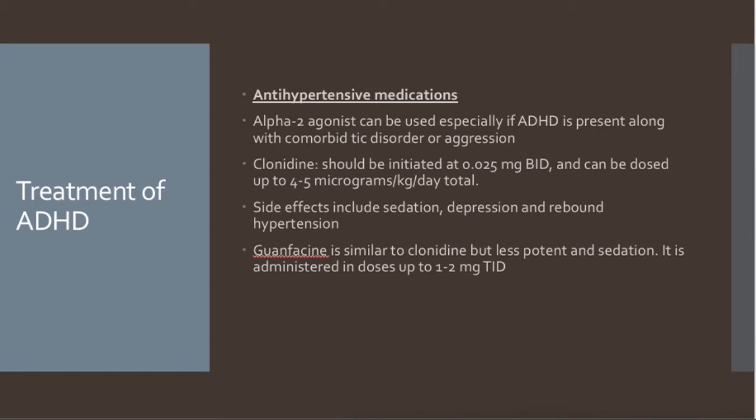The other one is guanfacine, which is similar to clonidine. It's also an alpha-2 agonist, but it's less potent and there's less sedation. So this is the one that's kind of preferred over clonidine, and its administration can be dosed up to 1 to 2 milligrams TID.